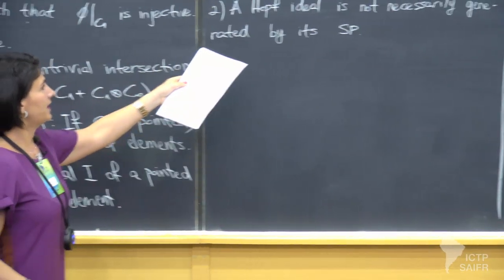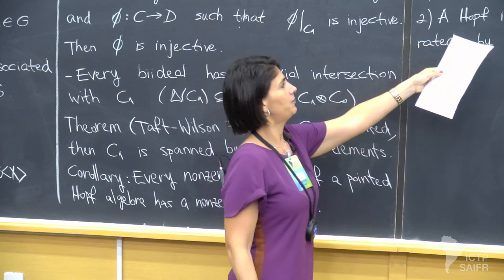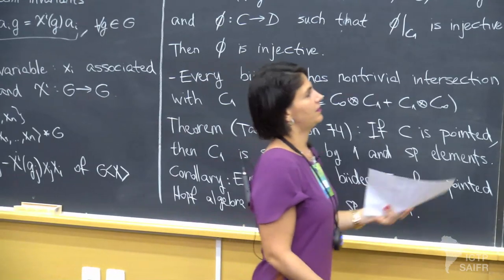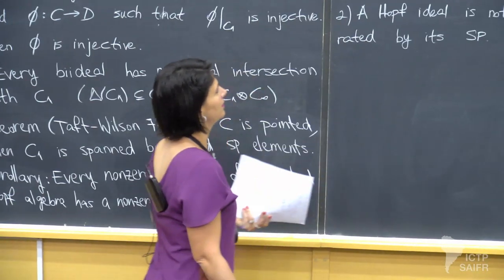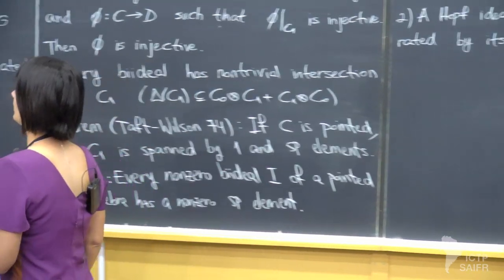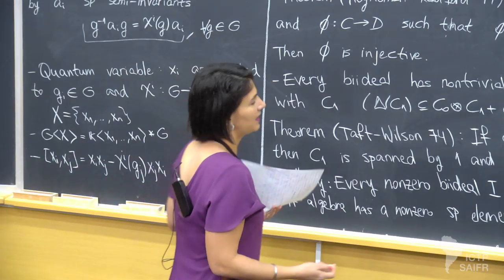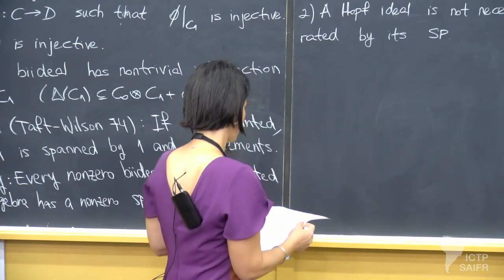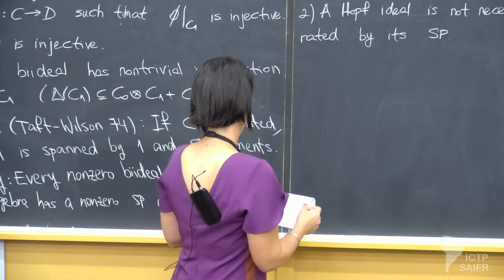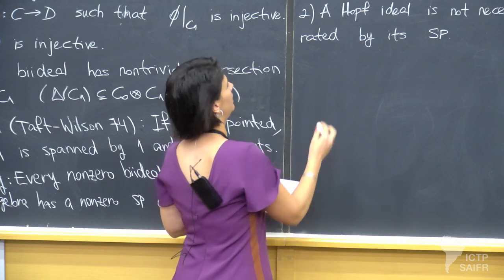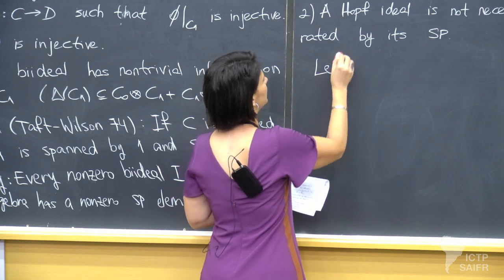In the classical case, this is true. The Hopf ideal is generated by its skew primitives. But in general, this is not true. So it's not necessarily true. And that's why we think about combinatorial rank of quantum groups, because in the classical case, the combinatorial rank is always one. I will define now the sequence that I need to define the combinatorial rank.